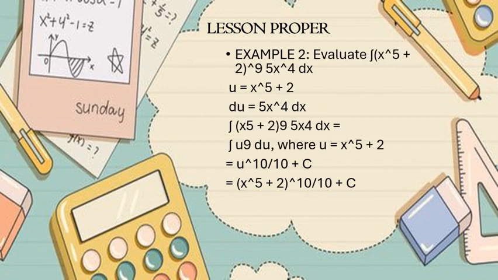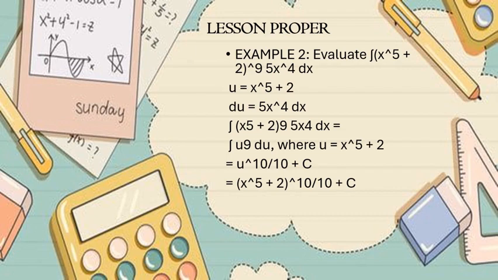Now for our second and last example for this lesson, we have: evaluate the integral of (x^5 + 2)^9 times 5x^4 dx. If we let u = x^5 + 2, then du = 5x^4 dx, which is precisely the other factor in the integrand. Thus, in terms of the variable u, this is essentially just a power rule integration.